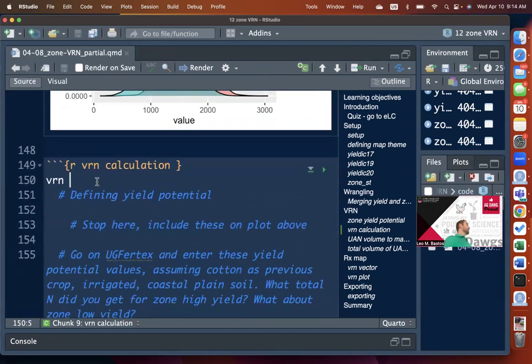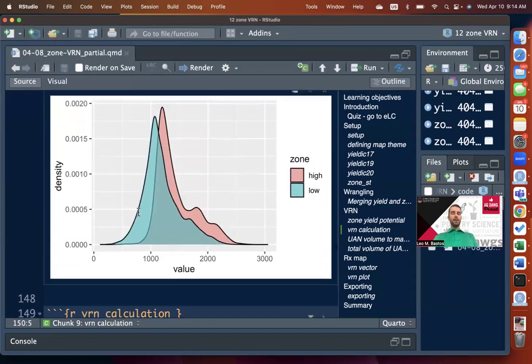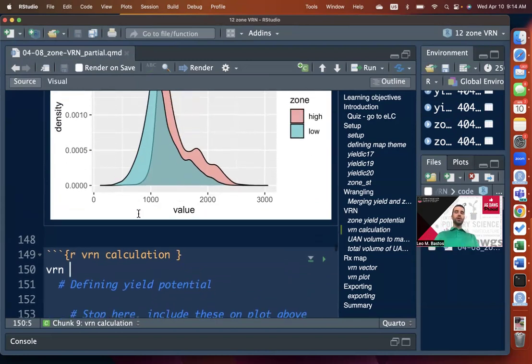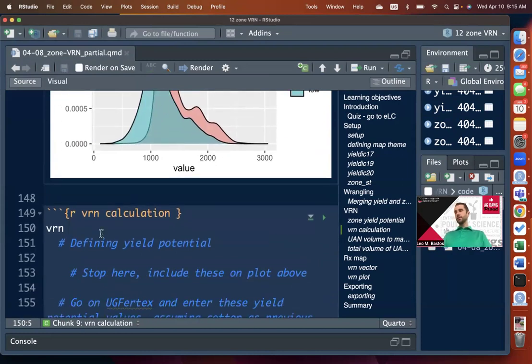So let's get to the variable rate nitrogen calculation. We talked before about what we need to determine a nitrogen rate, period, not necessarily a variable nitrogen rate. In our case here, we are calculating that for two different zones that we derive from this field. If you remember, one of the things is the yield goal. So the first step we're going to do here is to calculate the yield goal, which again is the 90th quantile of the distribution separately for each one of those density plots. So let's do that first.